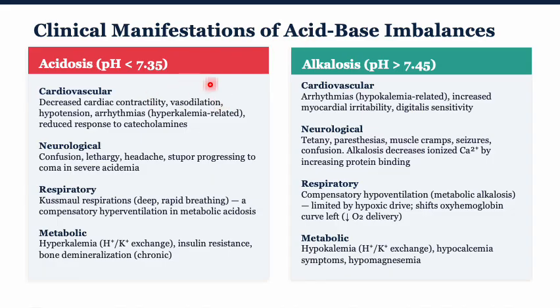And this is just a summary of some clinical manifestations of acid-base imbalances. For acidosis, it can affect the cardiovascular system, the neurological system, respiratory system, and the metabolic system. We kind of went through all of these. You can just review them. And then the same thing for your alkalosis. It affects all these systems. And we touched base on a lot of them.